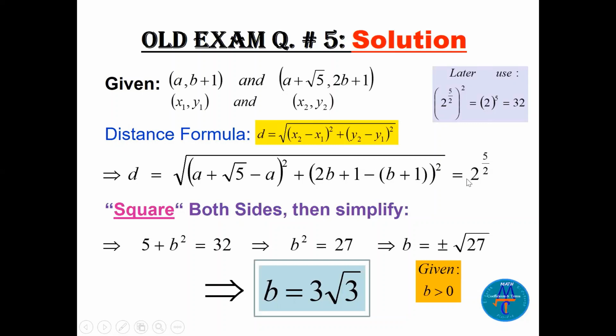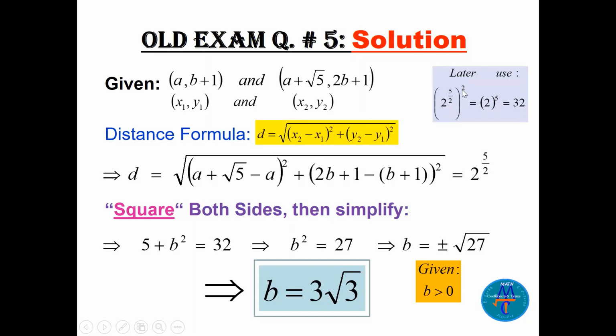Now the distance equals 2 to the power 5 over 2, which I gave you as 2.5 in the power. Now let's simplify here. You have square root of 5 squared, that's 5. Here 2b minus b is 1b, plus 1 minus 1 is 0. So that's b squared. You square both sides, then simplify. When you square this one, you get 2 to the power 5. Look here, I explained that here. 2 to the power 5 over 2, square it.